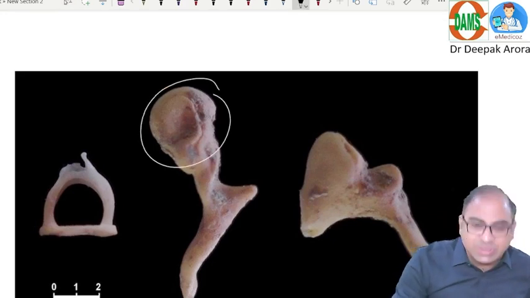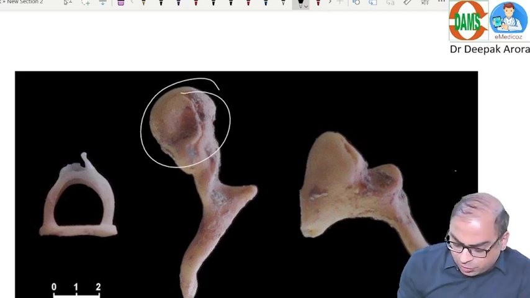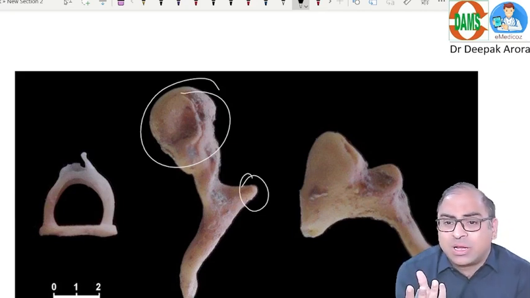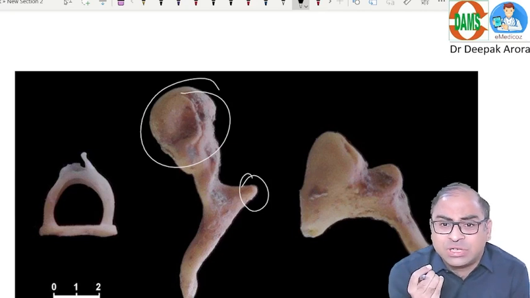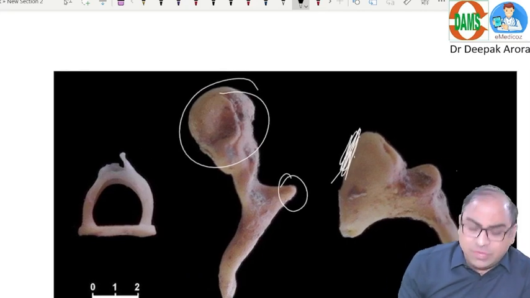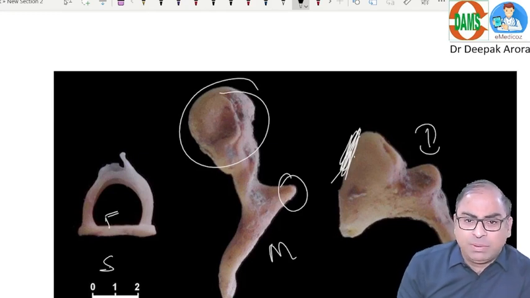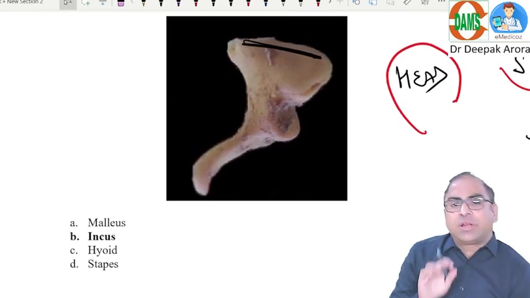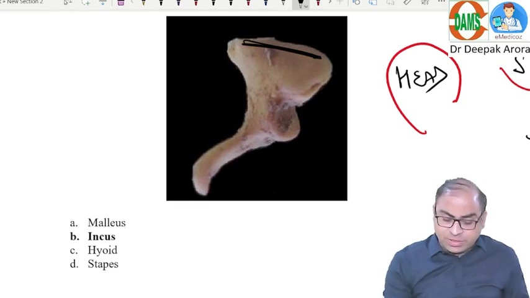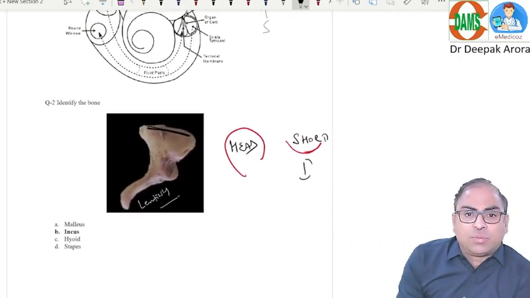If the examiner shows you something like this, the basic concept should be clear. Is this your head of malleus? I cannot confidently say which process this is, the anterior process of malleus, but you can be confused with some part of incus. But how will you differentiate? The upper part will be flat. So this is your malleus, this is your incus, and this is your stapes, footplate, suprastructure of the stapes. If you concentrate on this part, the answer will be incus. Then the long process of incus is the lenticular process of incus. Clear? So the answer will be option B.